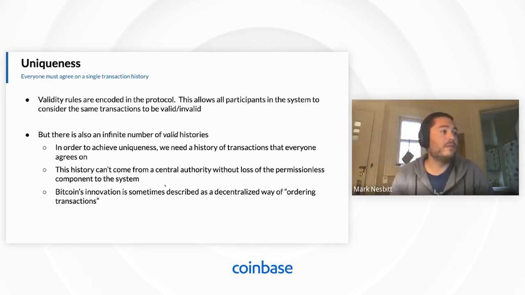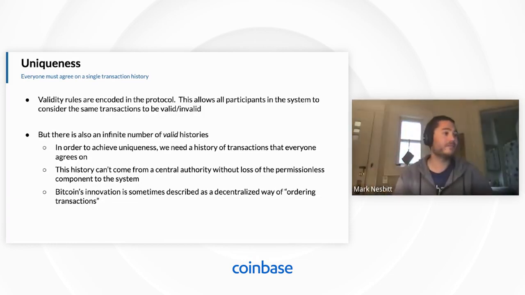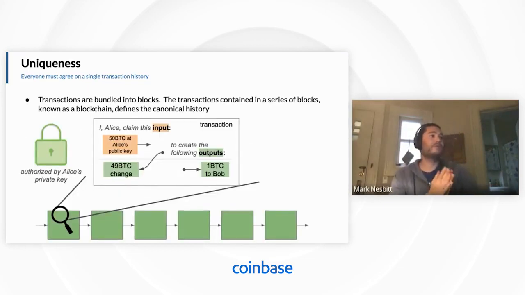So Bitcoin's innovation is sometimes described as a decentralized way of ordering transactions, simply placing them in order. And if you can place them in order, then it's easy to apply this first bullet about what's valid and invalid. But the difficulty is, did I pay you first or did I pay somebody else first? So how is this done? The way it works in Bitcoin is transactions are bundled into batches. The batches are called blocks. The transactions contained in a series of blocks, which are called the blockchain, defines this canonical history of transactions.